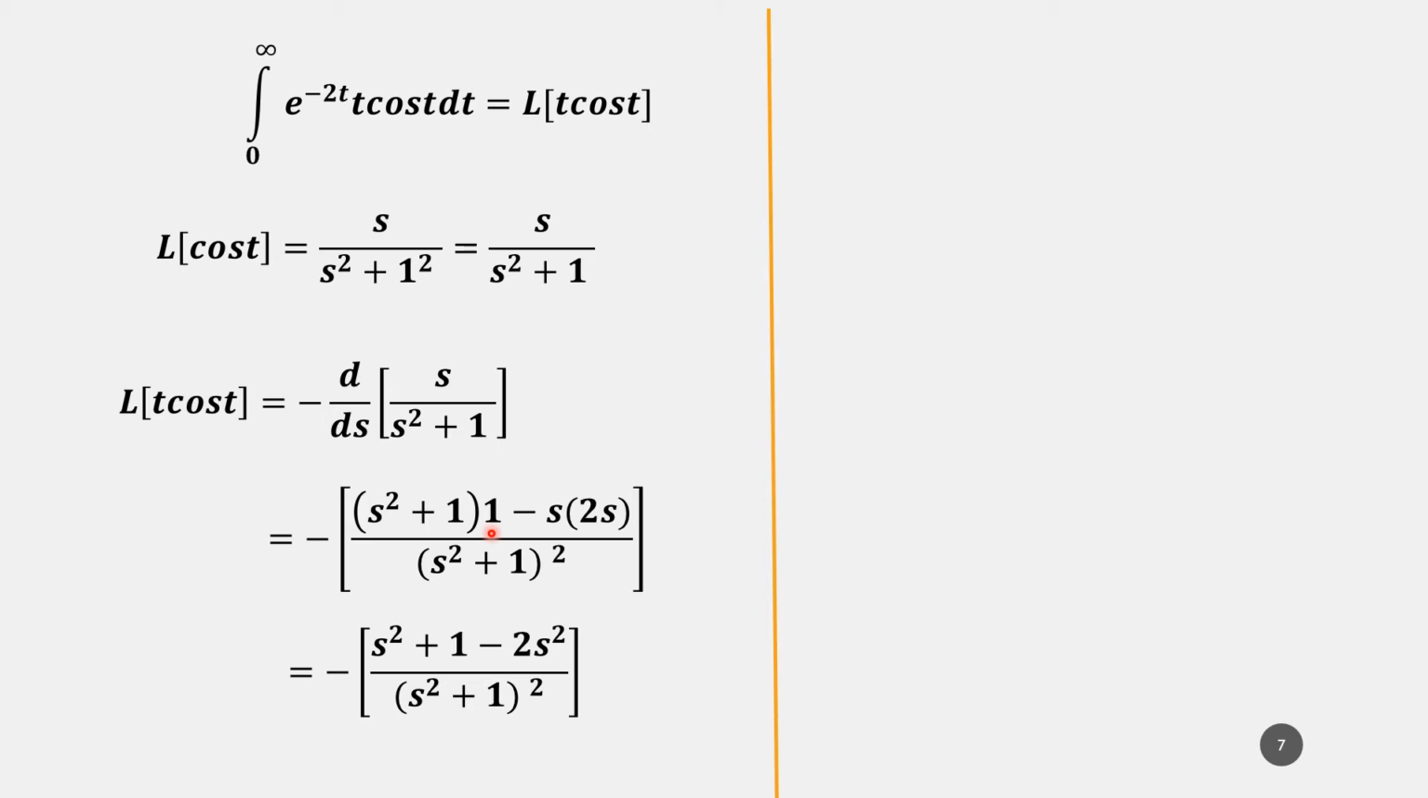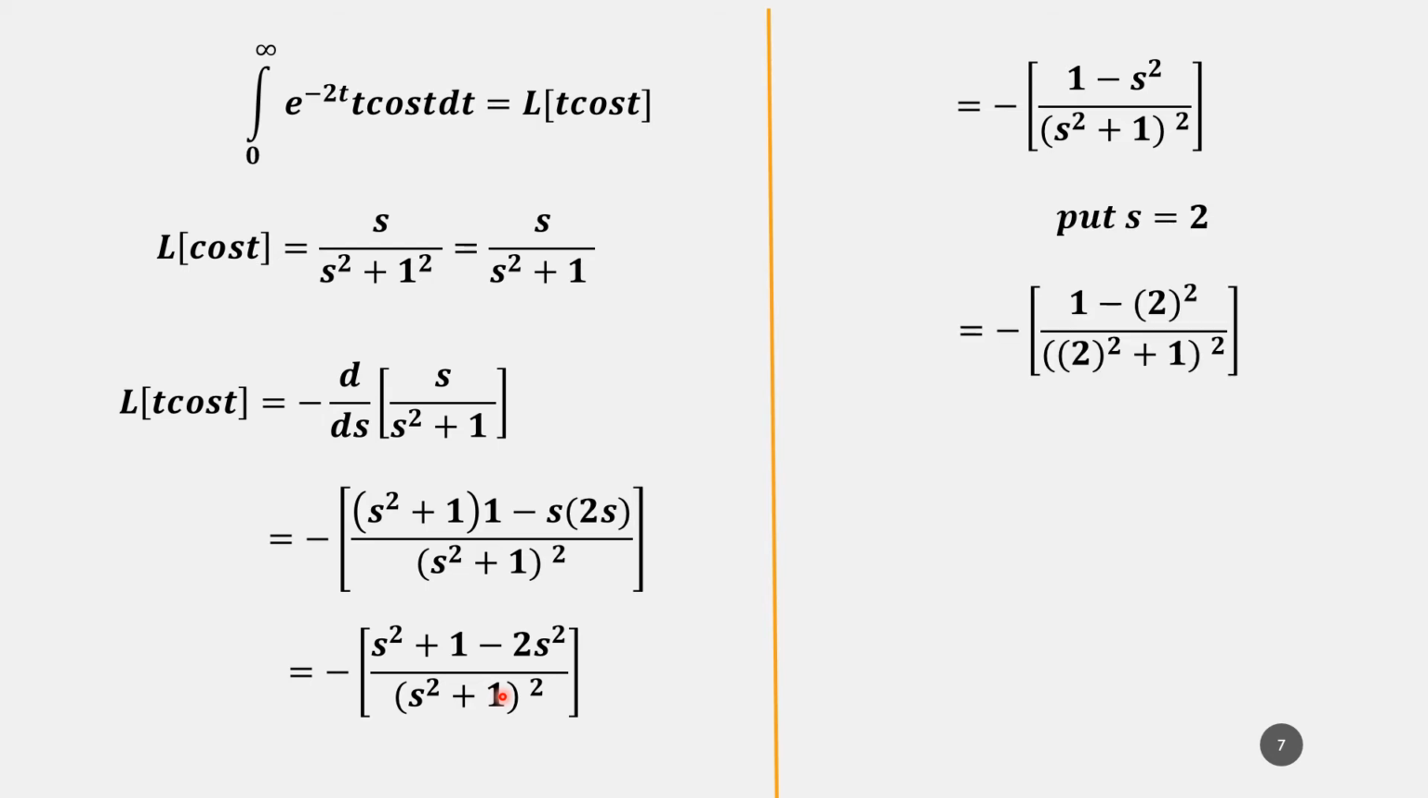Either you simplify or directly put the value of s equal to 2. Both are okay. Even if you don't simplify, directly put s equal to 2, that is also fine. Sometimes I simplify, sometimes I don't. It all depends upon you. So it's 1 minus s square upon s square plus 1 the whole square. Put s equal to 2. Wherever s is there, replace it by 2 and calculate the value of this function.